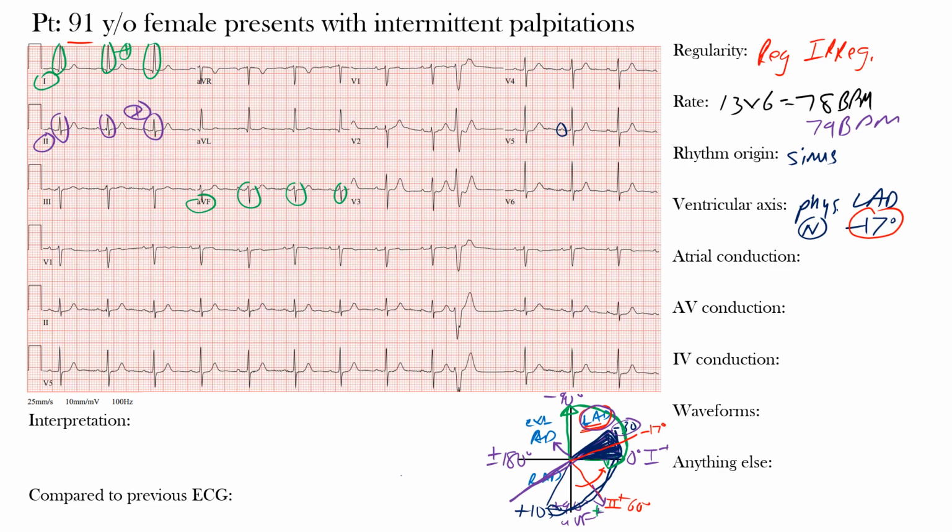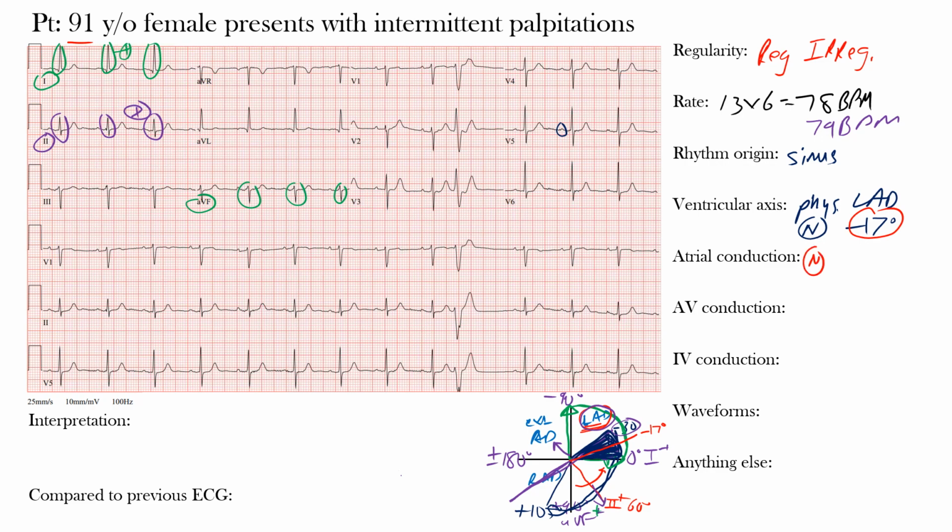Now, if the P wave duration is prolonged, we are thinking more left atrial abnormalities. This is because the terminal portion of the P wave represents left atrial depolarization, while that initial portion of the P wave represents right atrial depolarization. Anyways, it's normal here, so we won't get into too much detail with that. So we have normal atrial conduction.